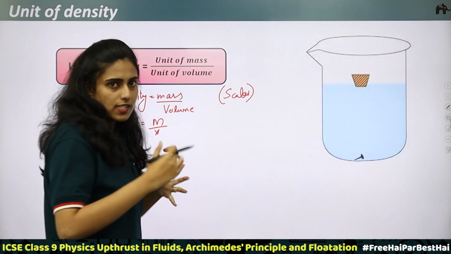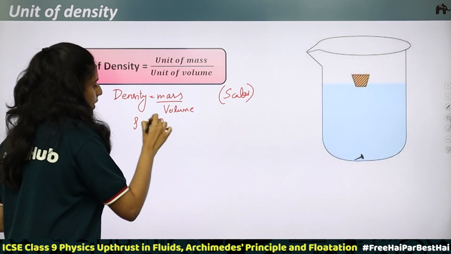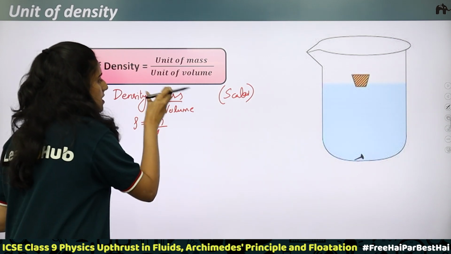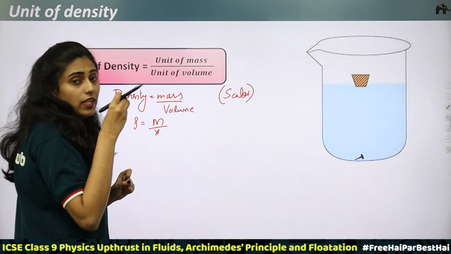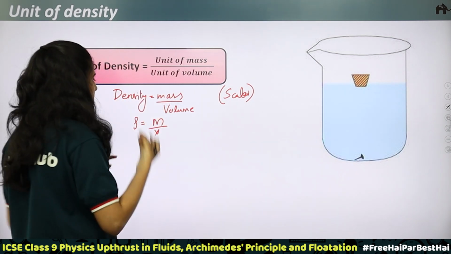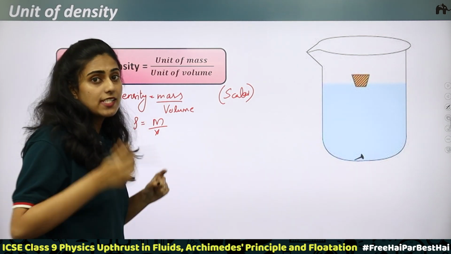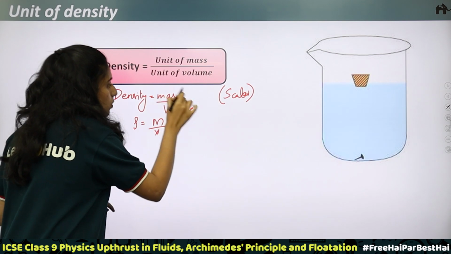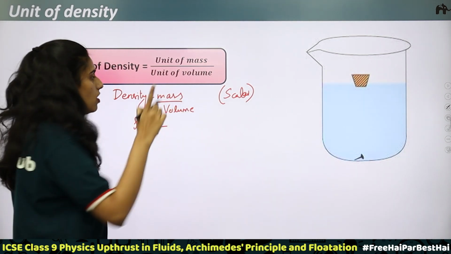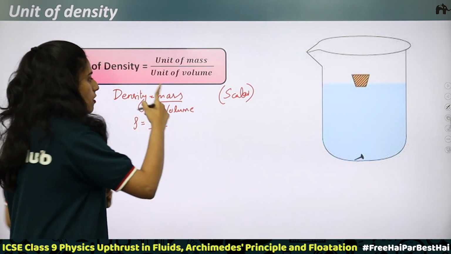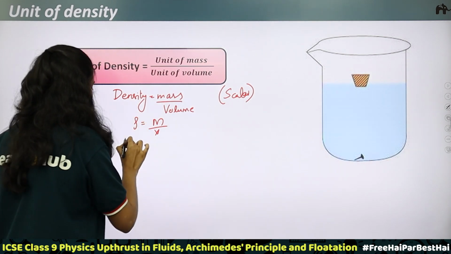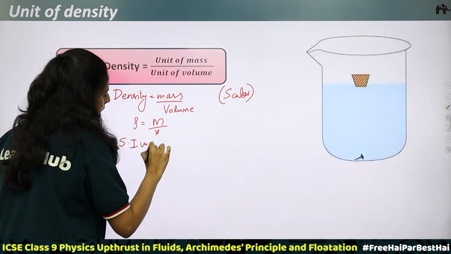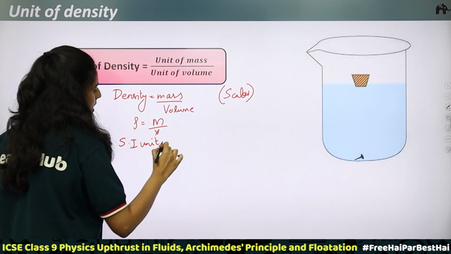We know mass is also a scalar quantity. So rho is equal to m by v. Okay, what is the unit? So here we are going to get a derived unit. We have discussed the fundamental units and derived units in the first chapter. So for density, we are going to derive a unit from the unit of mass and the unit of volume. What is the SI unit of mass? First we will find the SI unit. SI unit of mass is kilogram.